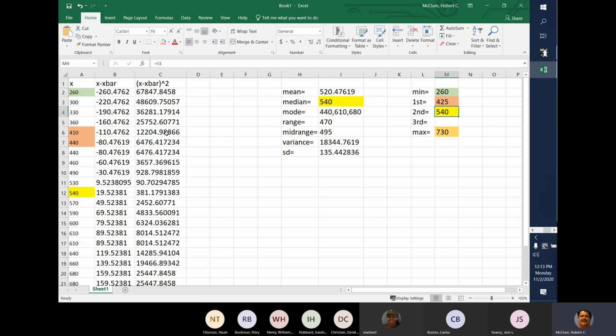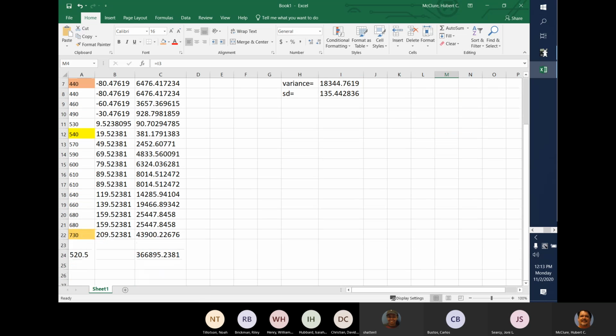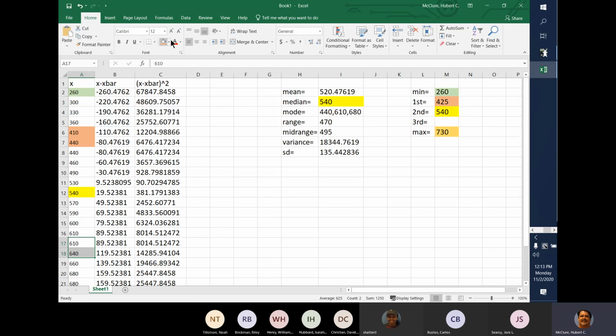Now I'm going to do the same thing on the bottom. 1, 2, 3, 4. There's my two middle numbers. Let me find another color. I haven't used blue yet, so we'll use blue.